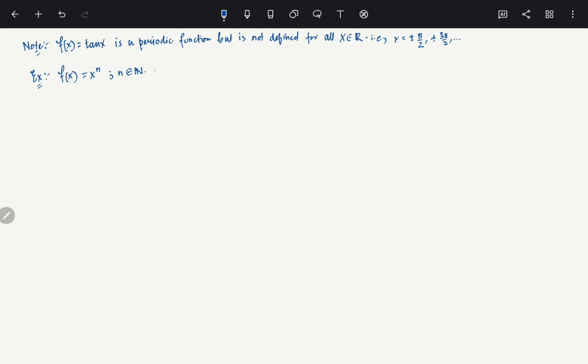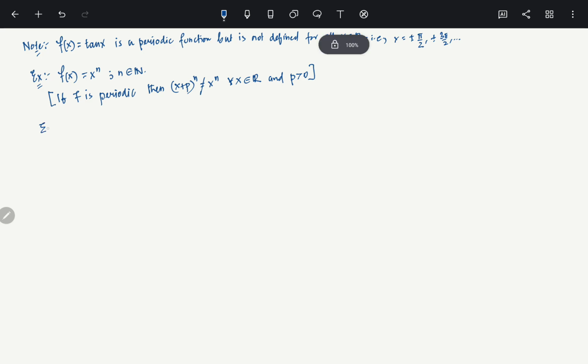Now you can show that it is not periodic, because if f is periodic, then f of x plus p whole power n has to be equal to x power n for all x in R, and there should be a positive p, right? So this is not possible, so it can't be periodic.